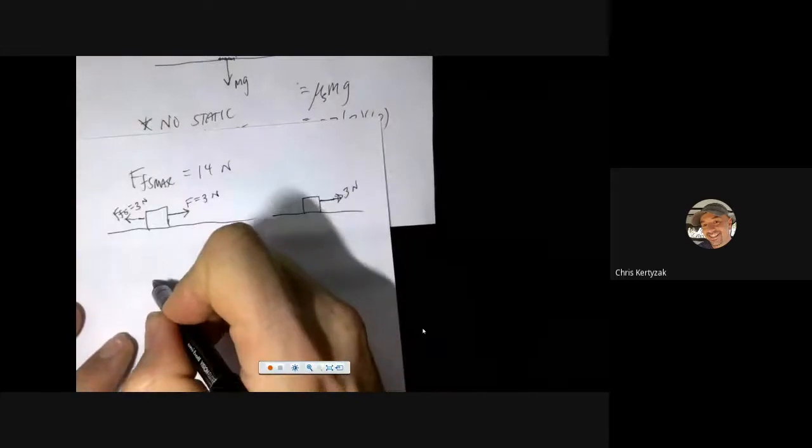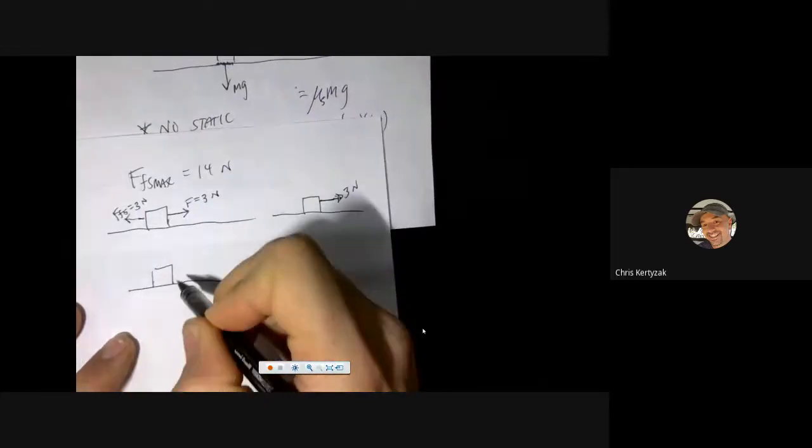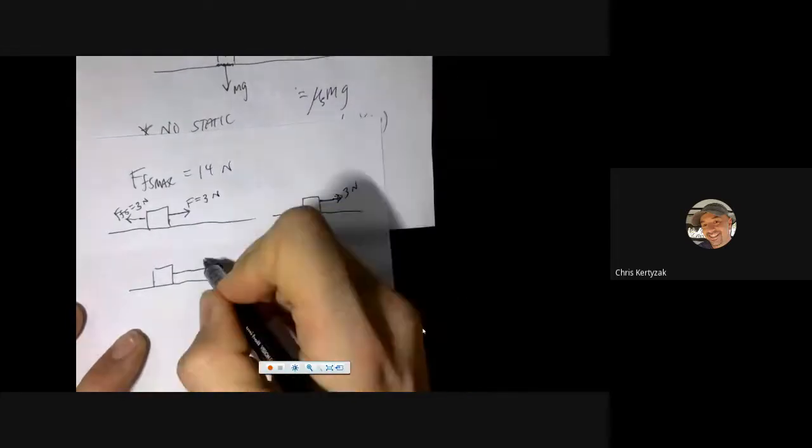If you decide to push a little harder, you say, I'm going to beat this friction force. I'm going to push with 6 newtons of force, twice as much force. Static friction says, no problem.